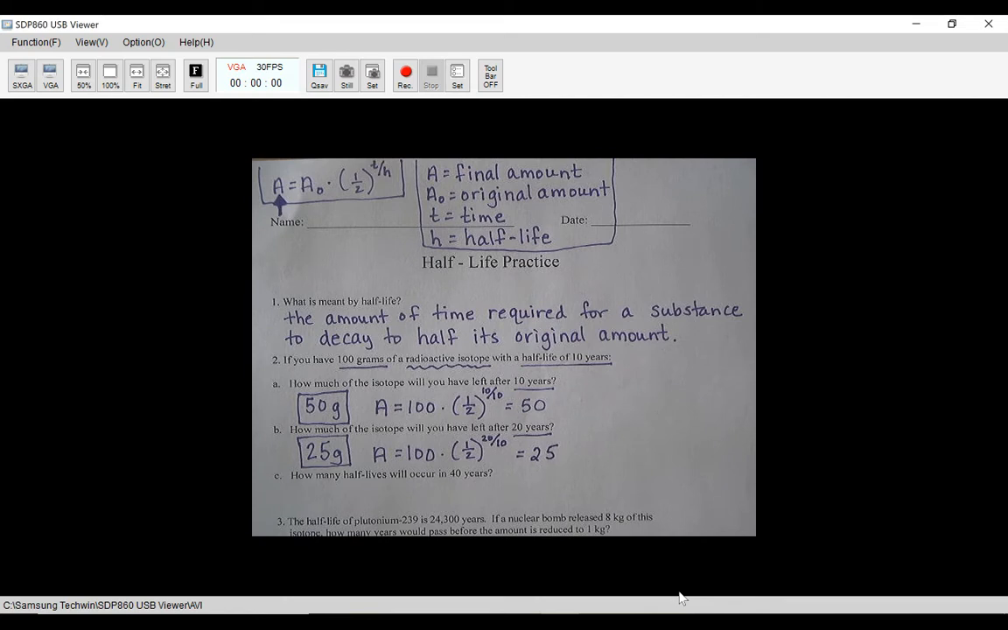Question C says, how many half-lives will occur in 40 years? Well, a half-life is every 10 years. And so 40 years is 4 sets of 10 years. So there will be 4 half-lives in 40 years for this particular substance. Remember, every substance has its own half-life.